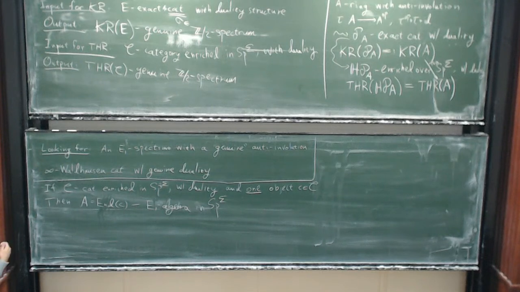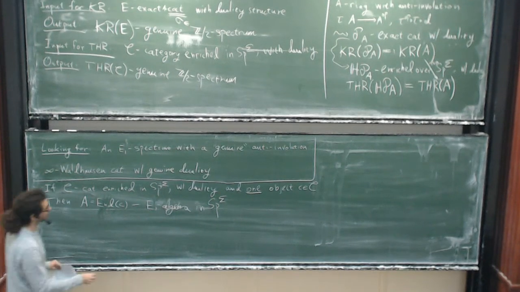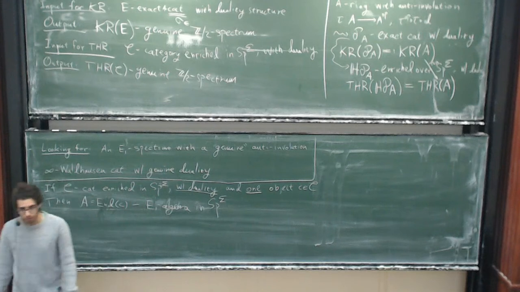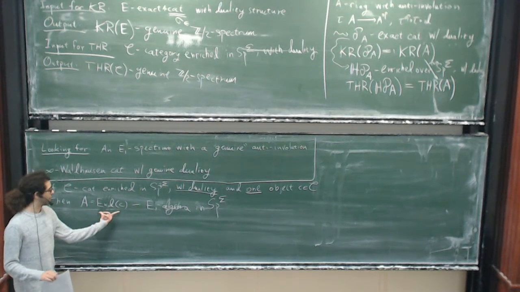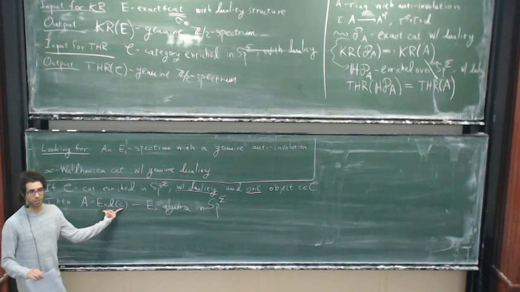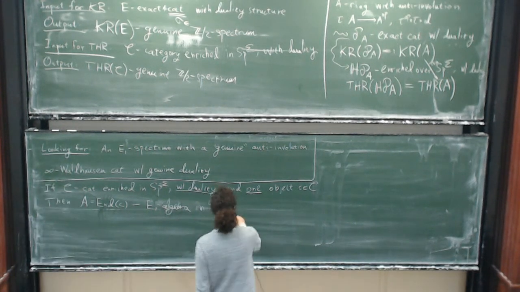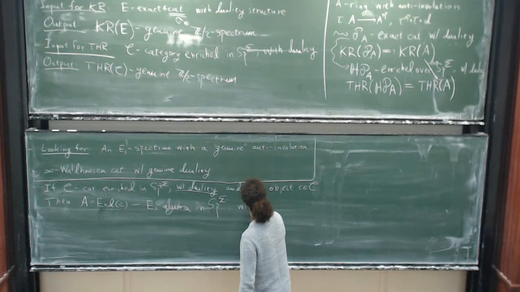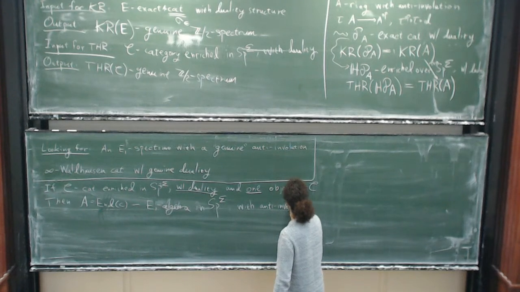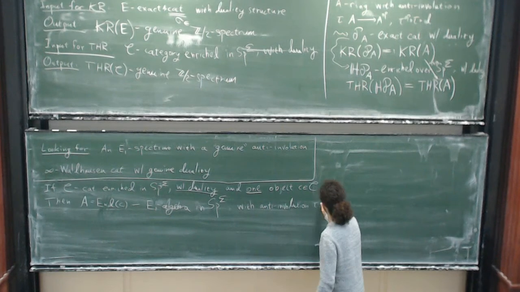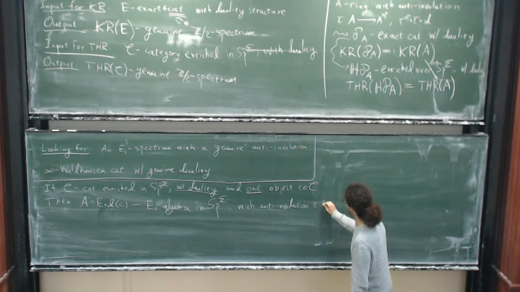So this is first of all an E1 algebra in symmetric spectra. But there is another structure, right? There is a duality structure on C, and this gives us a duality structure on the endomorphisms of any object. So we get an A with an anti-involution, an involution tau from A to A op.